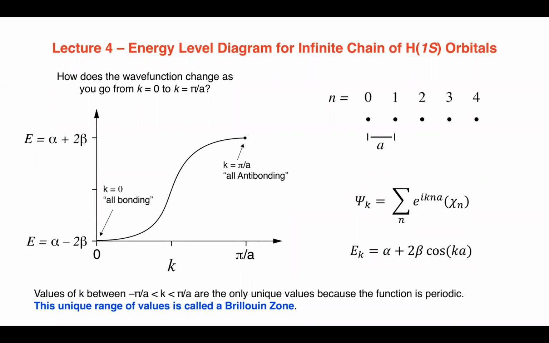Ethan? I'm just wondering, the way the slope of this graph looks, it looks as if the states are more densely packed near 0 and pi over A. Yes, that's true. As opposed to the middle. Like, what are the implications of that?